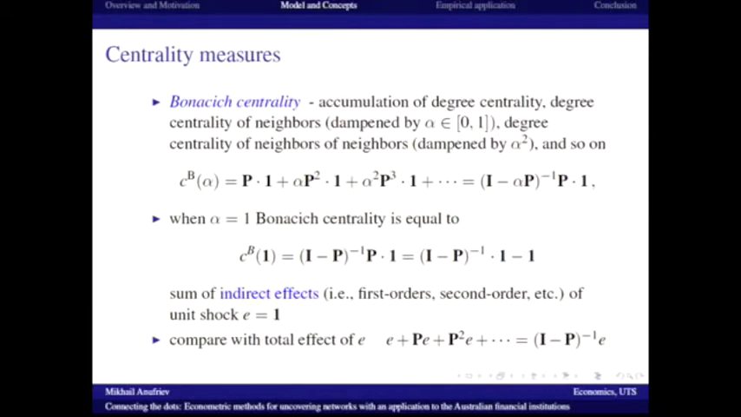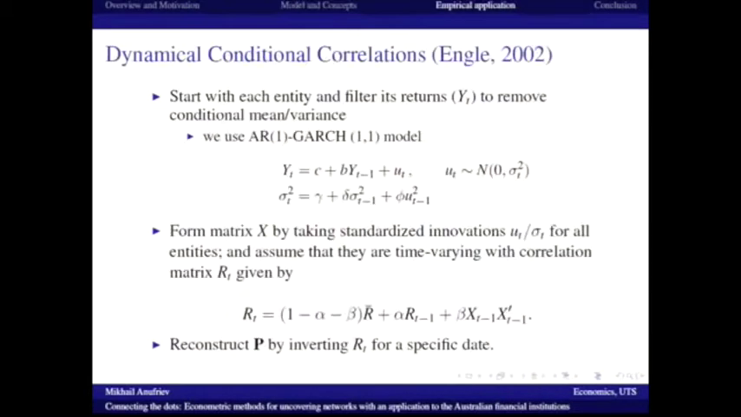Okay, so this is what I had about this first part, the theoretical part. Then we applied this using financial entities in Australia. We took the publicly available data. We filter returns using some econometric technique called dynamic conditional correlation, in order to get the correlation matrix being dependent on the previous period, in order to take into account some time effects which are known in financial econometrics.